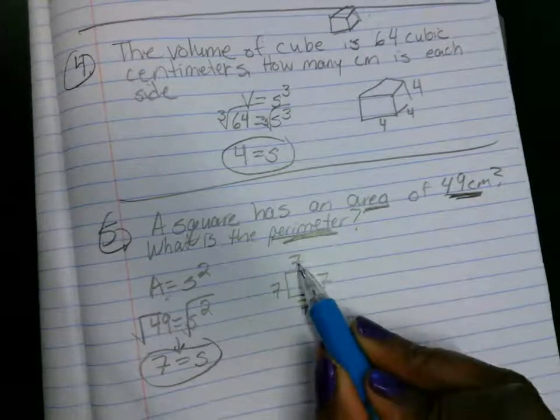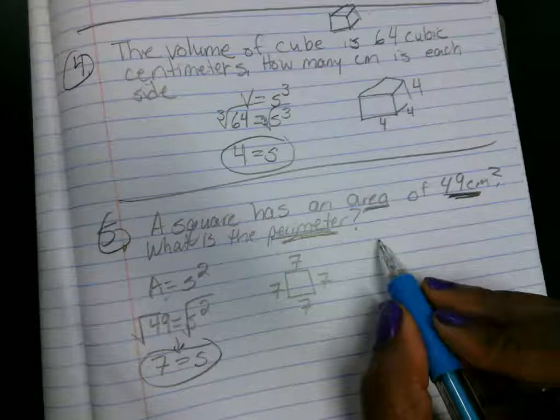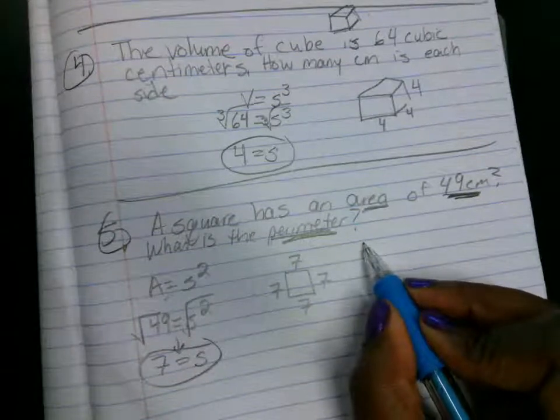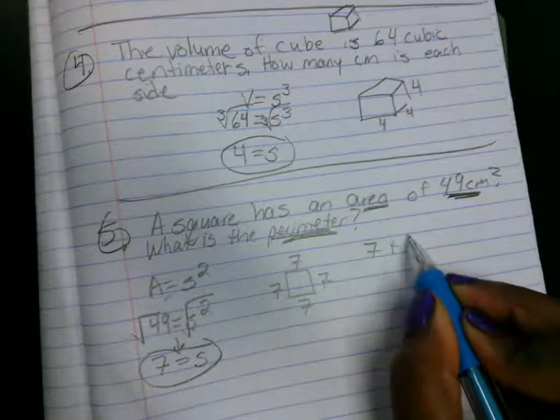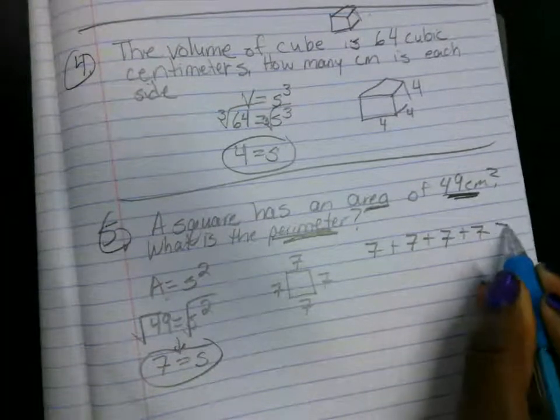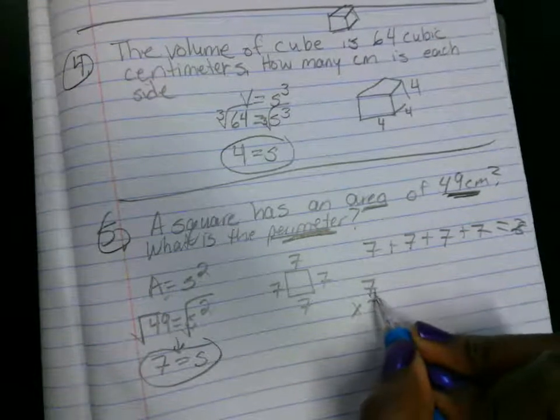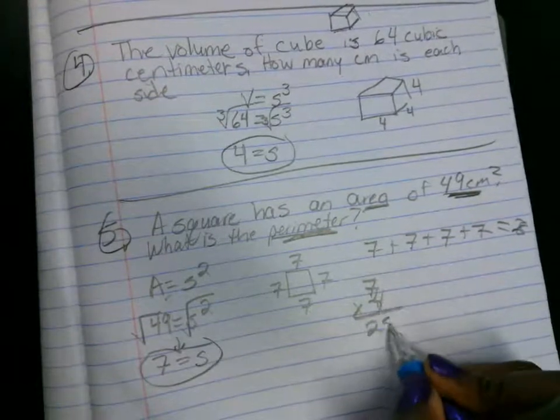7 plus 7 plus 7 plus 7. Or what's another way? I got 28. It's 28. How did you get that? 7 times 4. Very good. He said 7 times 4. So you could add the 7s, which gives you 28, or you can say 7 times 4, which is also 28.